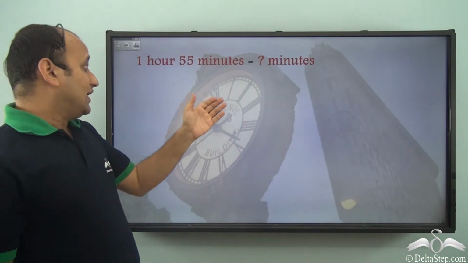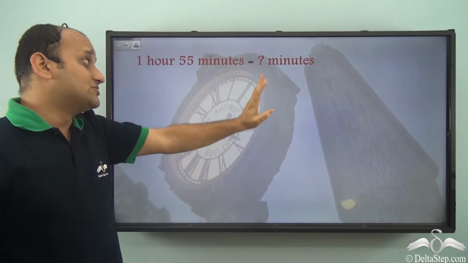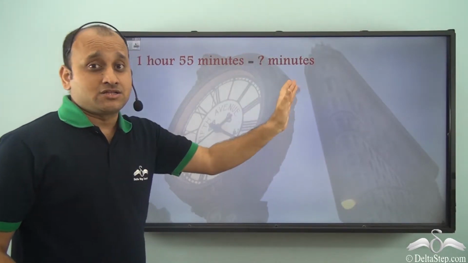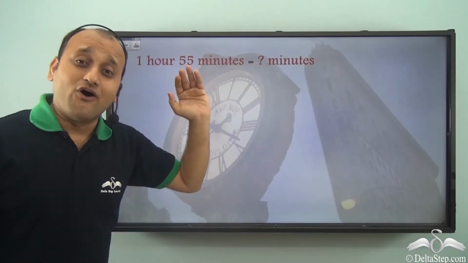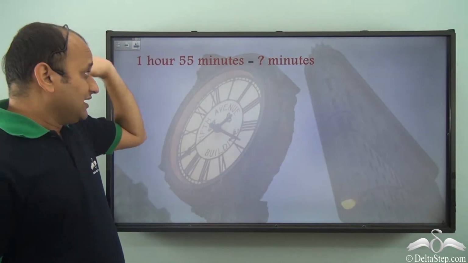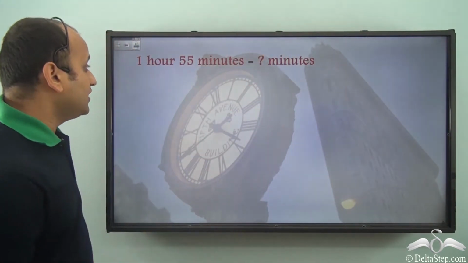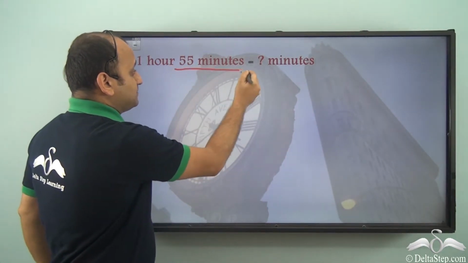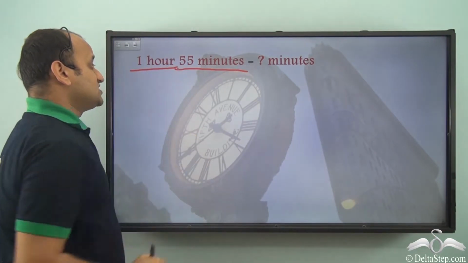Now next one is 1 hour 55 minutes is equal to how many minutes? So we need to convert this figure in the form of only minutes. So again you have hour and minutes converted entirely to minutes. So here this part is pretty simple, it's already in minutes. You only need to solve this part.